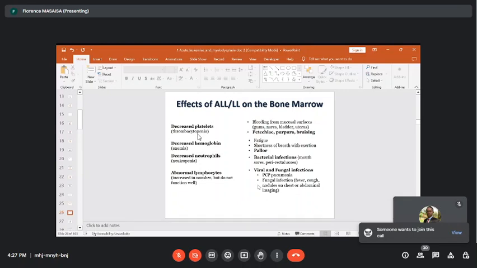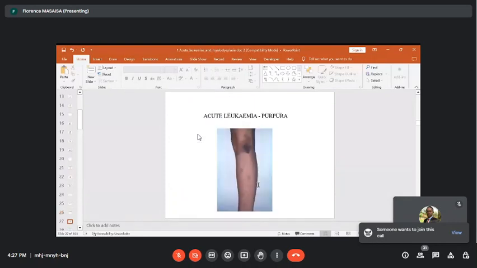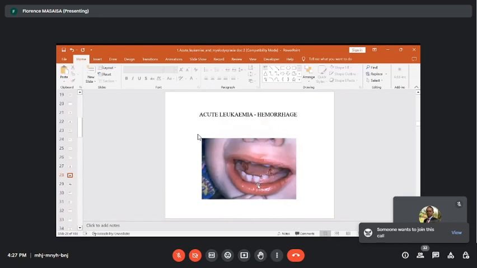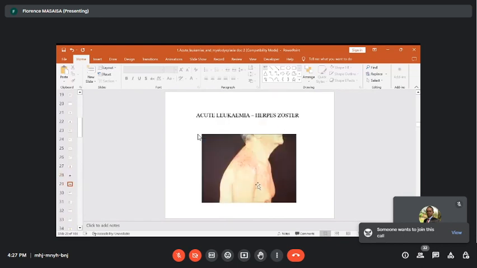So this table classifies the signs depending on the origin of each. Risk of infection by PCP, fungal, and so on. Bleeding all over: you may have bleeding from the mucosa, from the gums, and so on. So again, that's summarized. It's somehow the same as aplastic anemia, the symptoms. But here, most of them may have lymphadenopathy, which is not seen in aplastic anemia. So people may have purpura, hemorrhage in the mouth, and they can have herpes zoster.